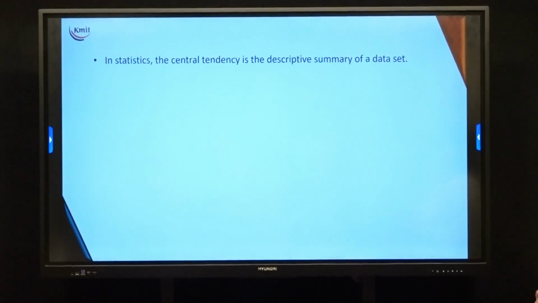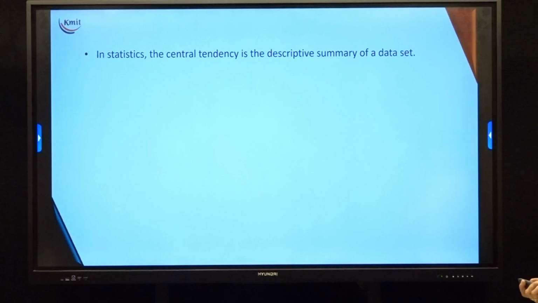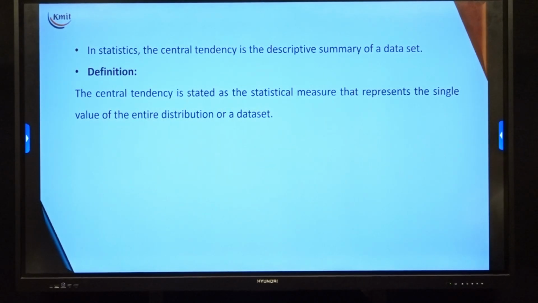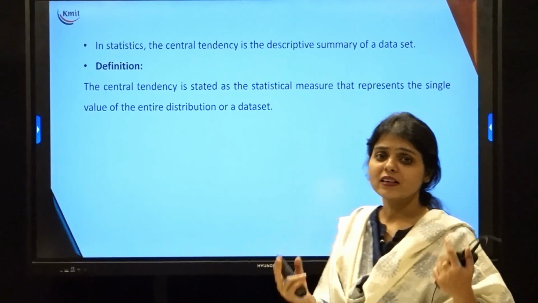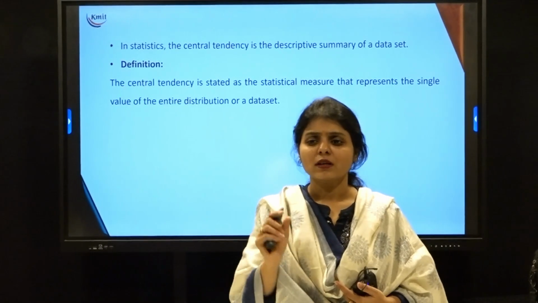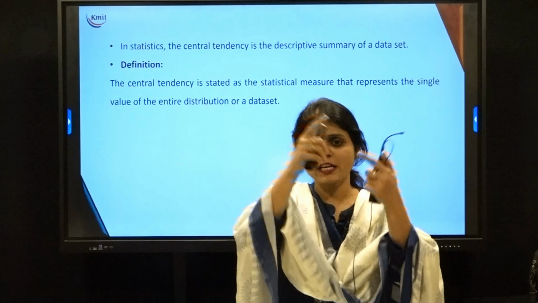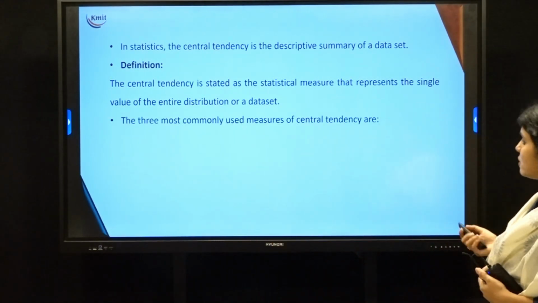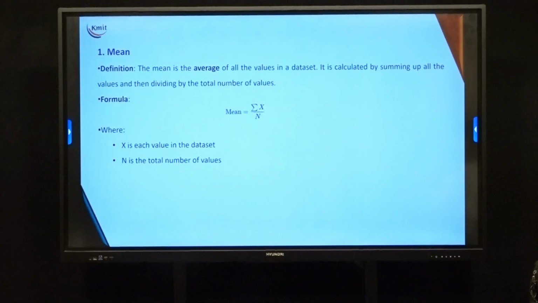So in statistics, the central tendency represents the descriptive summary of the entire data. Central tendency is the statistical measure that represents a single value of the entire distribution of a data set. Suppose I have 100 samples of data and I want one particular representation which will give me the entire analysis of the data. So we use central tendency for that. There are three most important commonly used measures of central tendency, which are mean, median and mode. So let's see each one of them.